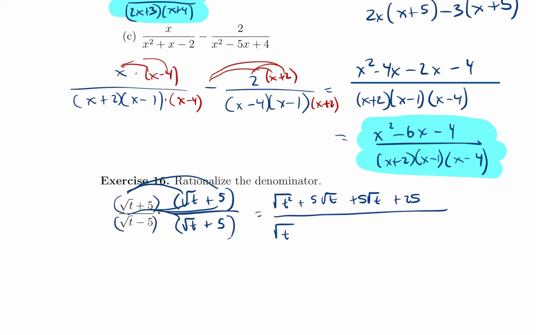First is radical t squared. Outer is plus 5 radical t. Inner is minus 5 radical t. And last is minus 25.